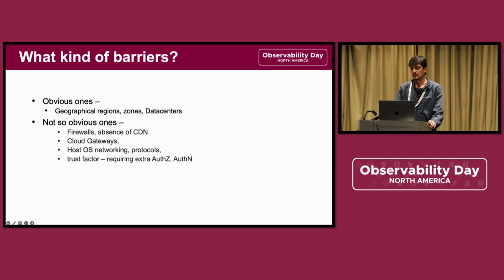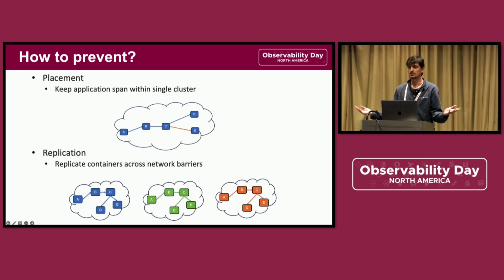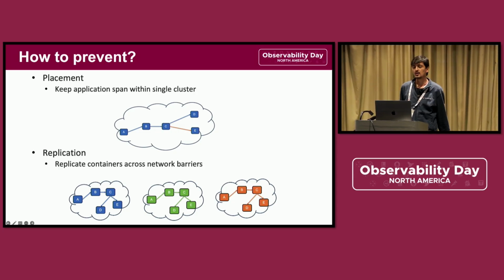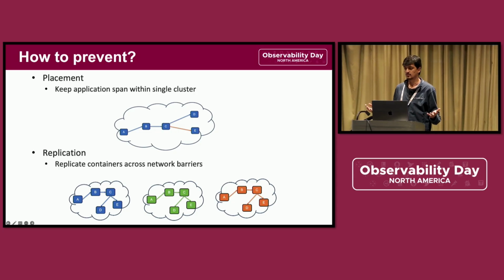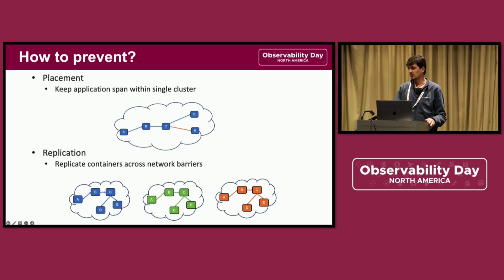So to avoid them, the general principle is to keep the applications close. It could be either in terms of placement, where you try to keep all your applications within a single barrier we're talking about. Or the other option is to replicate. You have all the services running in all the possible barriers, which of course is costly, but that is an option that you potentially have to do at the end of the day.